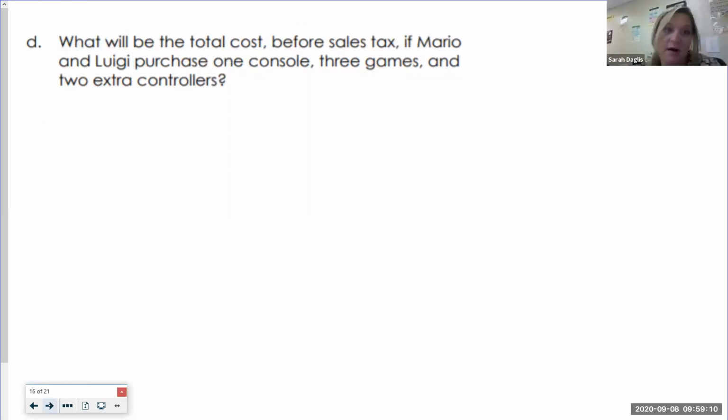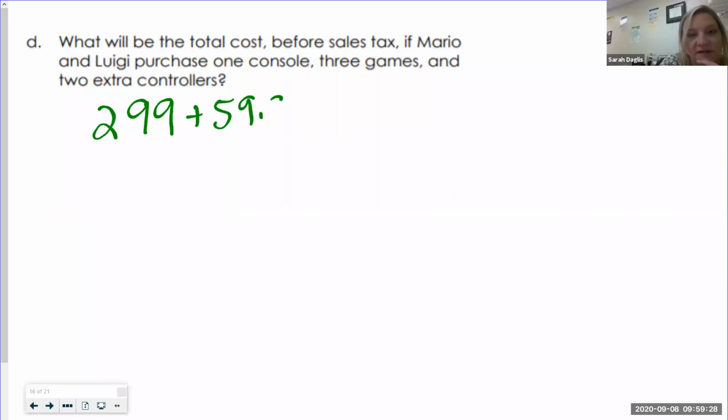What will be the total cost before sales tax if Mario and Luigi purchase one console, 3 games, and 2 extra controllers? Okay. So we have all the pieces together. So we're going to keep $2.99. We know games are $59.99 each. So I'm just bringing the expression from the past problem in here, and then $29.99 for the controllers.